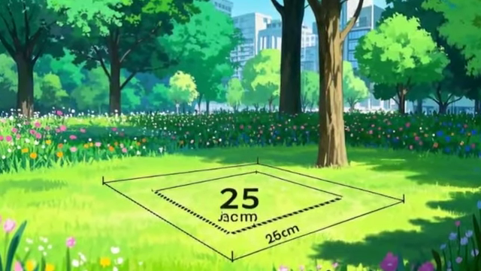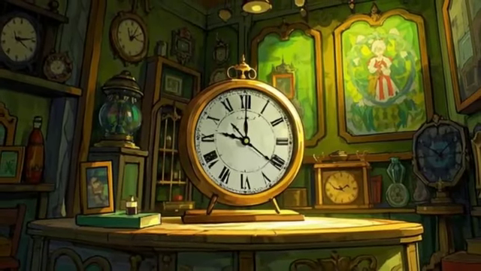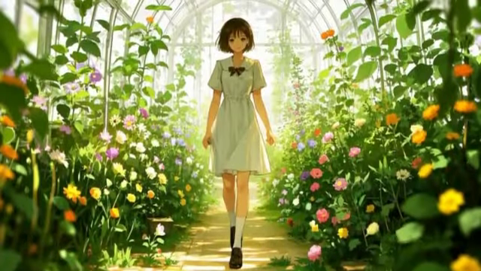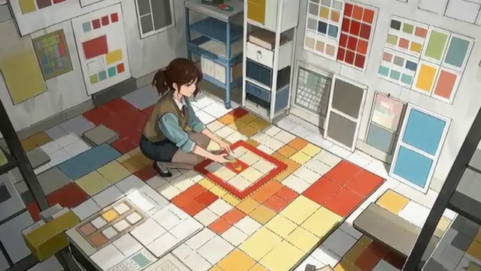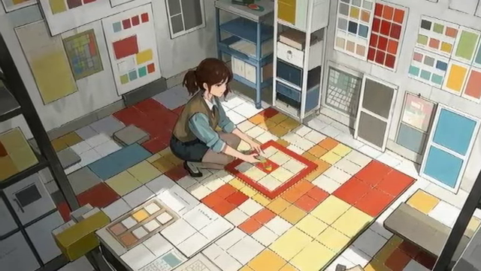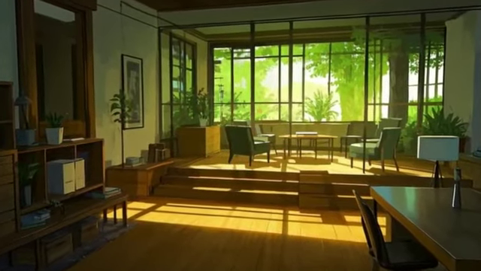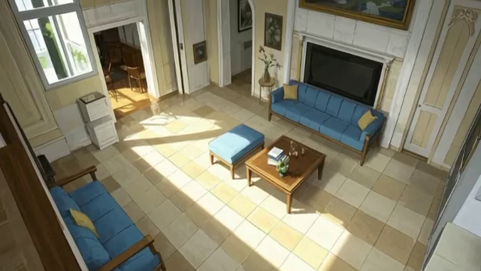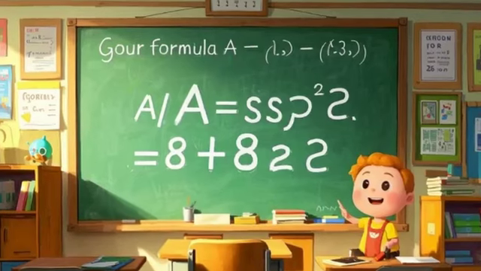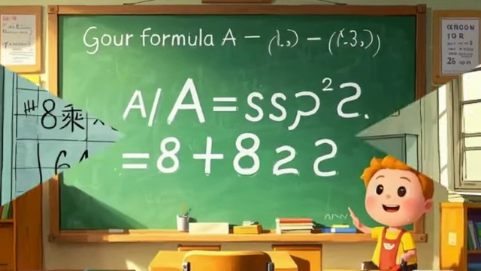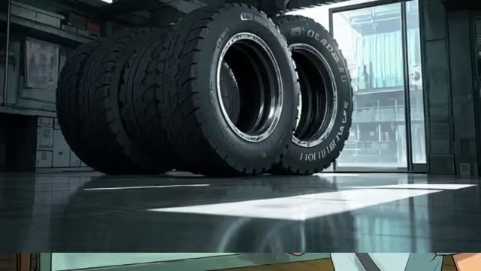Now, let's take it a step further and think about it in a more real world context. Imagine you're an interior designer and you're planning to tile a square-shaped floor. The side length of the floor is 8 meters. You need to know how many square meters of tiles you'll need. Using our formula A equals S squared, we substitute S with 8. So A equals 8 squared, and 8 squared is 8 times 8, which is 64. So you'll need 64 square meters of tiles to cover the entire floor.